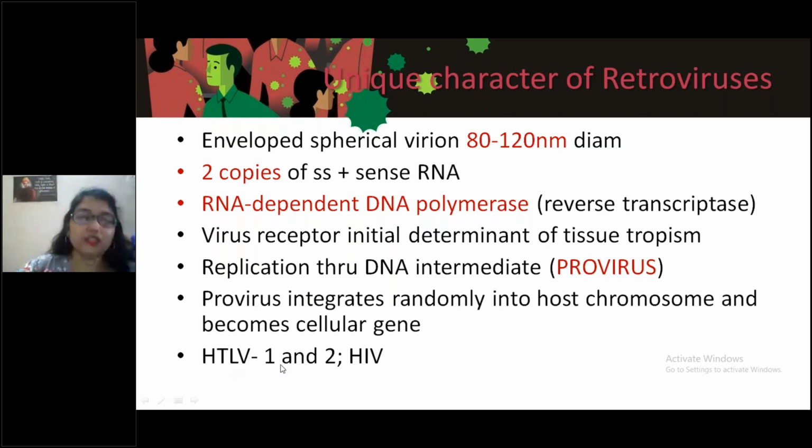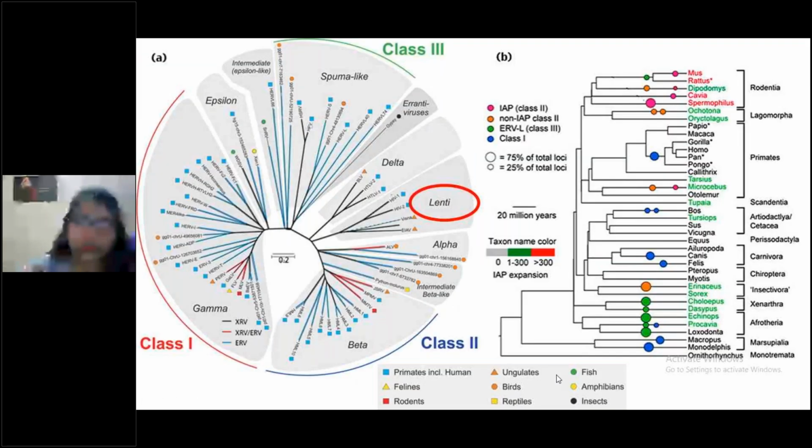So there are important viruses in this Retroviridae family, like HTLV-1 and 2 and HIV. And we can see here the lentiviruses. These viruses are known as lentiviruses. So there are class 1, class 2 and class 3 viruses of retroviruses. This particular HIV belongs to the lentiviruses. Here you can see HIV-1 and HIV-2.